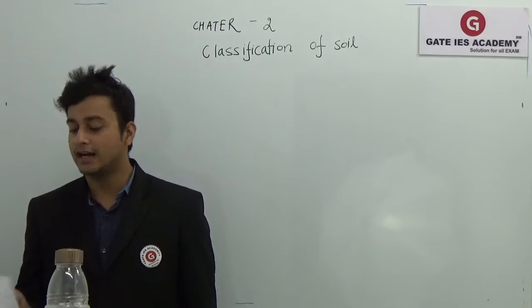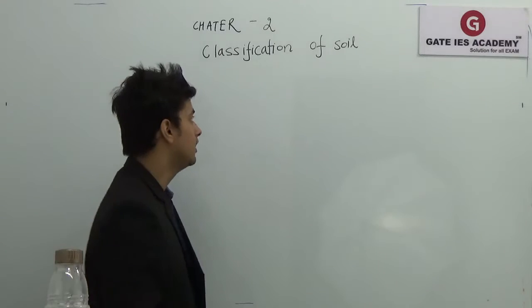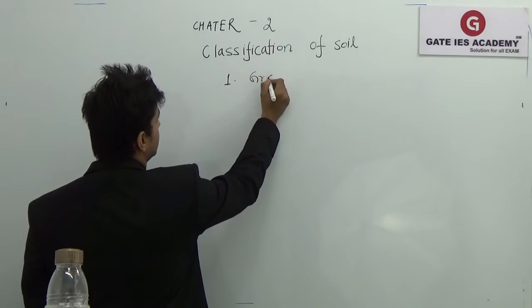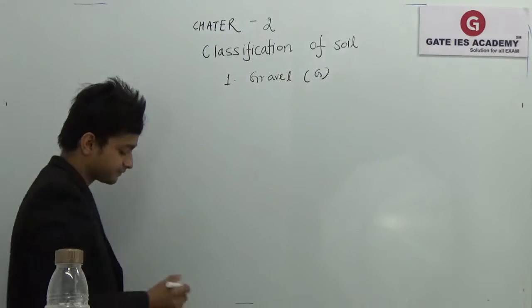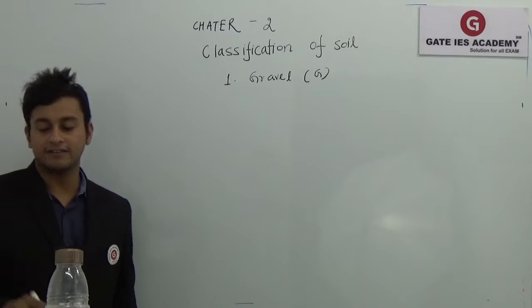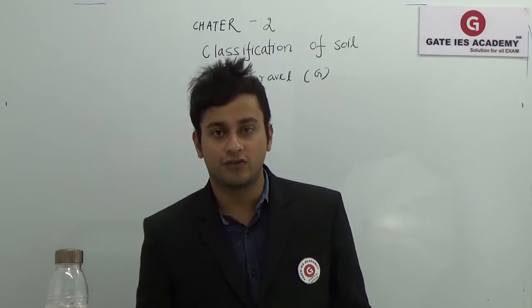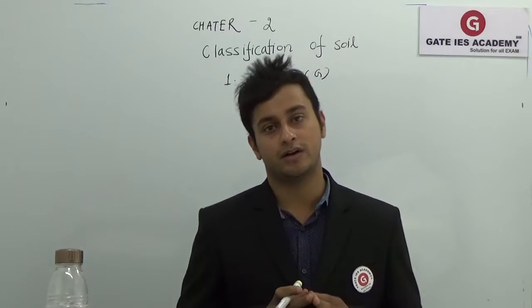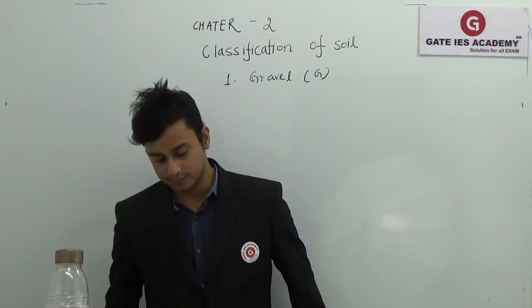Okay, so let's start with classification of gravel. How would you say that a soil is gravel? So we'll write down gravel, which is denoted by G. Gravel is a particle. First of all, it is a coarse-grained soil. That is very important. Gravel is a coarse-grained soil.